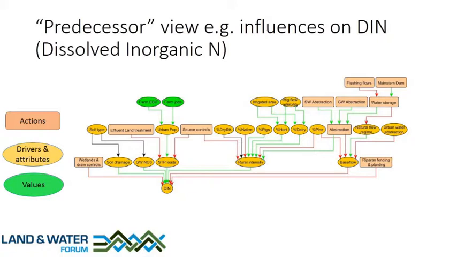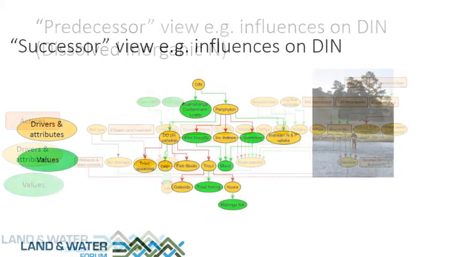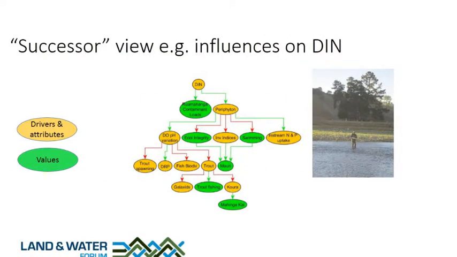As well as that, we can ask, well, what does dissolved organic nitrogen affect? And so that's all of its successors. So you click on the successor view and it shows you all the bits that dissolved organic nitrogen flows into. So we've got a complex system here, but we've got some tools to break it into chunks to work our way through.